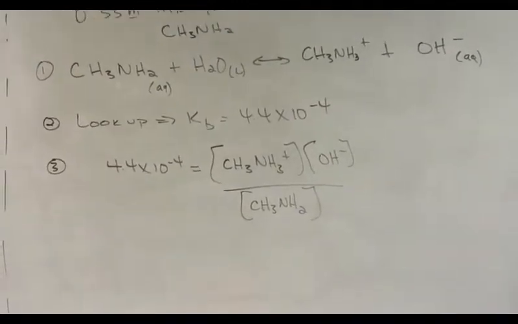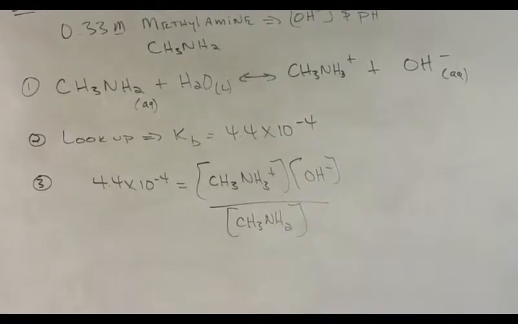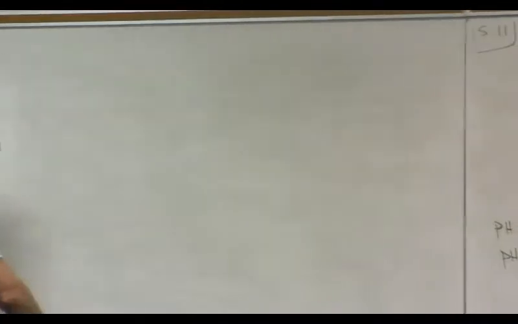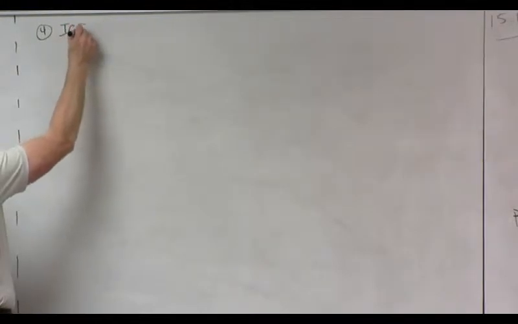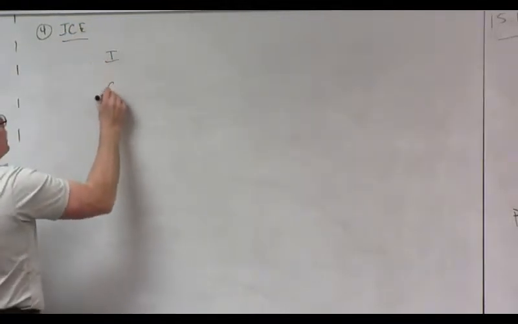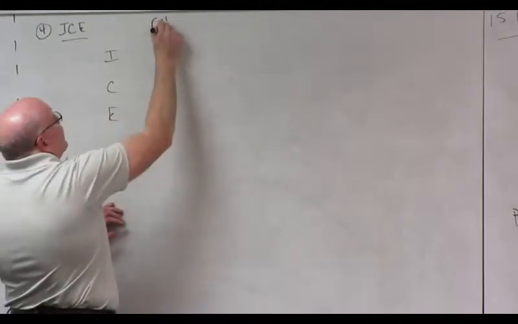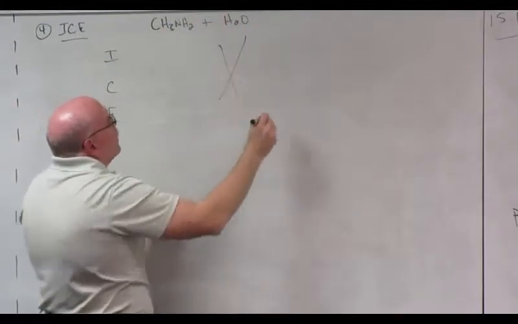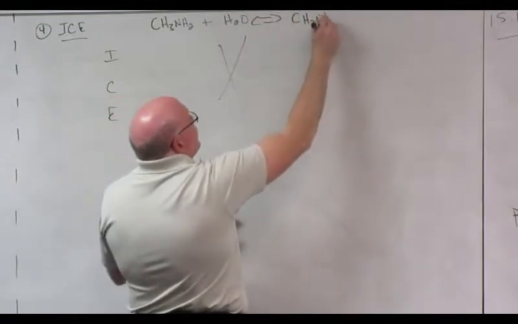Just like the weak acid problem, we have to put in values. We need an ice table, and we need to know what goes into that. Let's do the ice table. Initial, change, equilibrium. CH3NH2 plus water, I'm not going to worry about the water, goes to CH3NH3 plus.